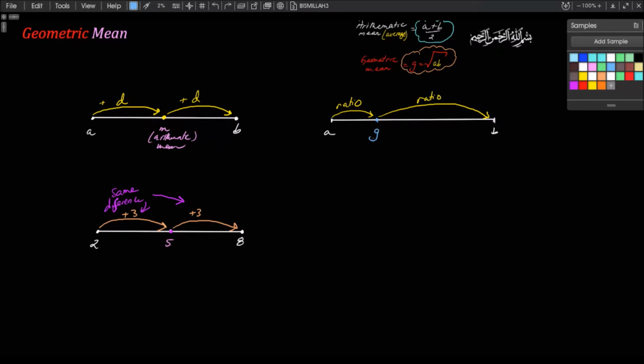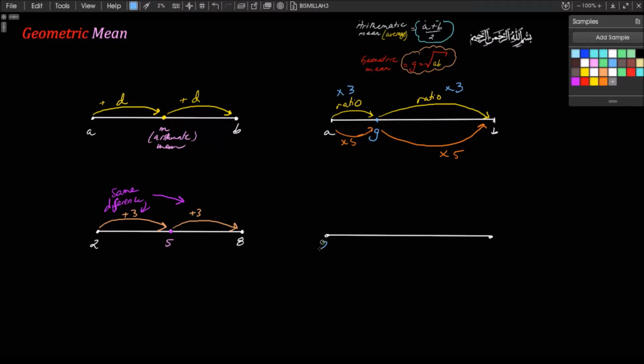Now, what does that mean? That means, let's say G is 3 times as big as A. Then B will be 3 times as big as G. If G was 5 times as big as A, B would be 5 times as big as G. Like this. So it's the same ratio away. In our example, here we had 2, and then here we had 8, and then we calculated the geometric mean, and that was 4.